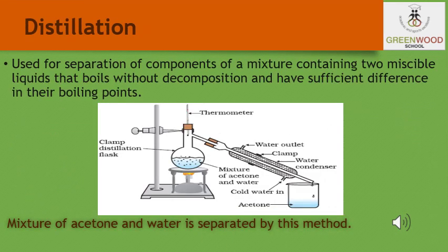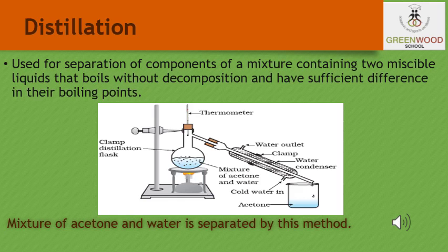Now students, let us discuss another technique, that is distillation, the separation of two miscible liquids. If liquids in a mixture are miscible, that means the liquids can be mixed with each other. The immiscible liquids do not mix with each other, but the miscible liquids can be mixed with each other. So if the liquids in a mixture are miscible, boil without decomposition and possess different boiling points, then they can be separated by the process of distillation.